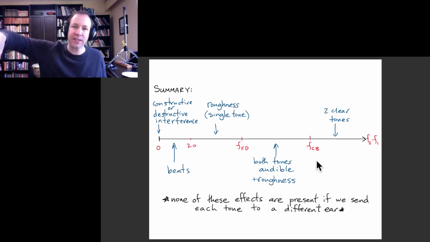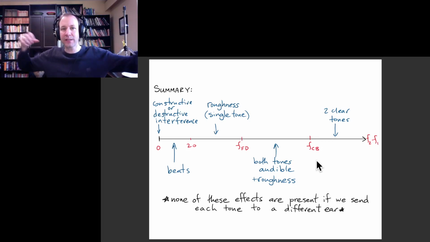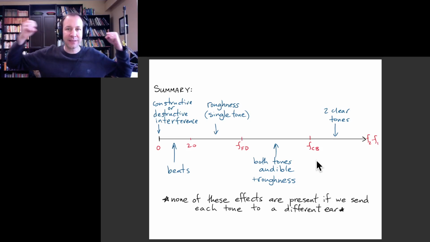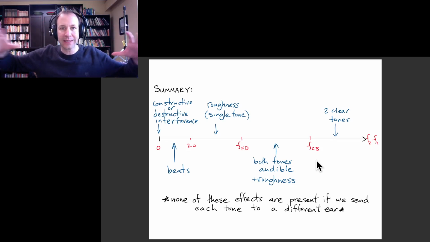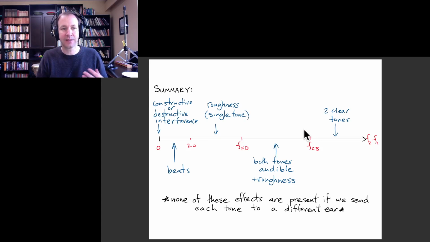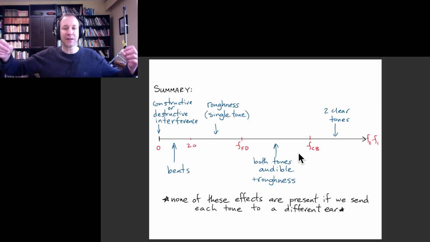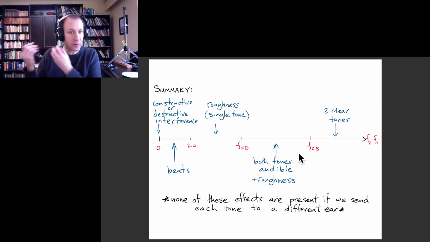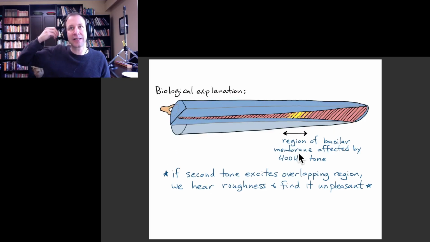So a very interesting point is that if I separately play one tone in one ear and the other tone in the other ear, you don't get these effects. Generally speaking, you basically just hear two frequencies, even if they're pretty close, and you don't hear the roughness that you hear when they're both going in your same ear. This is really indicating that it's because you're trying to hear those two sounds with the same piece of biological machinery, and they're messing with each other.